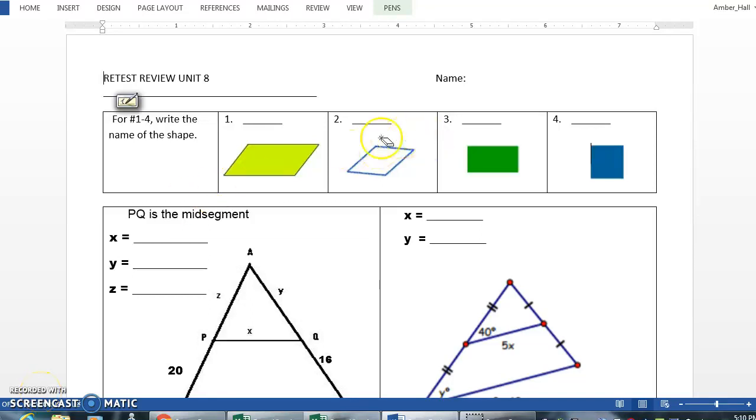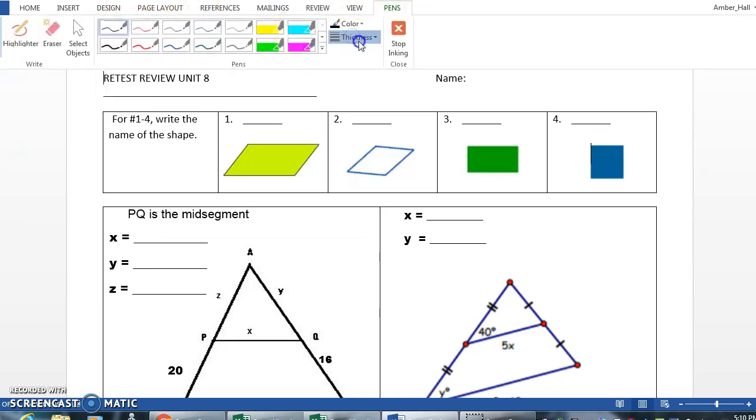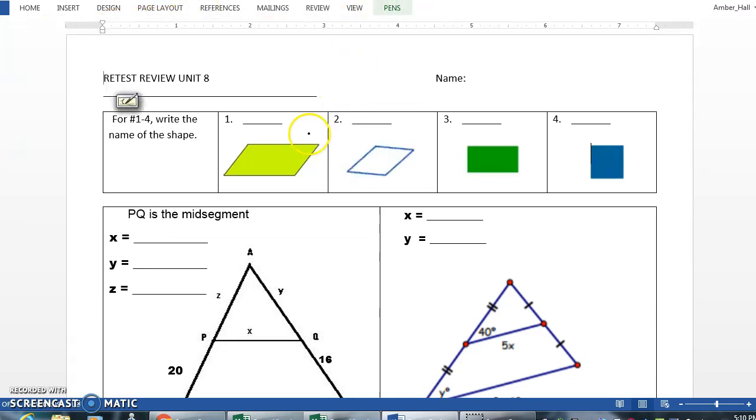Hello, we are doing the retest review for Unit 8. I'm going to go through the different problems with you, get my pen set up here. Okay, so number 1 through 4, write the name of the shapes.